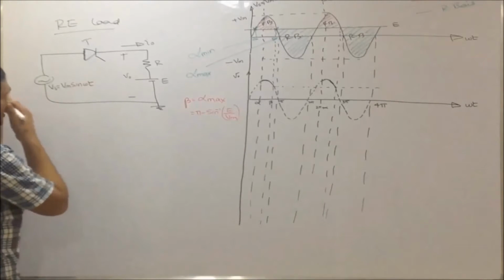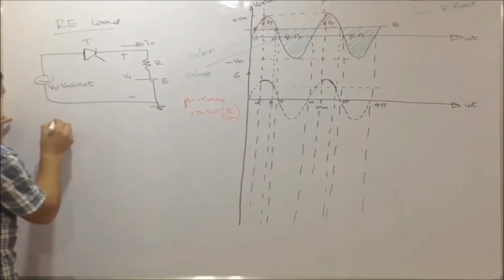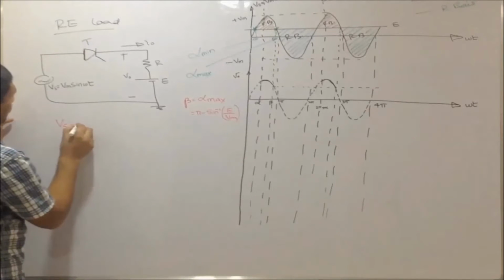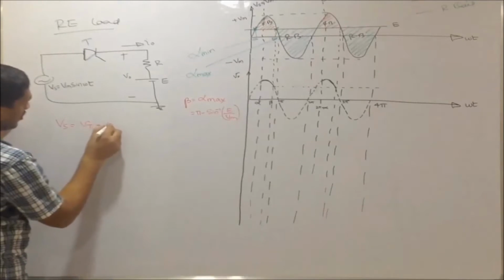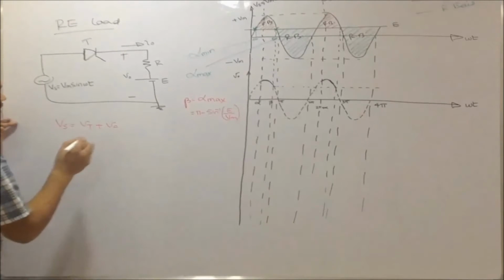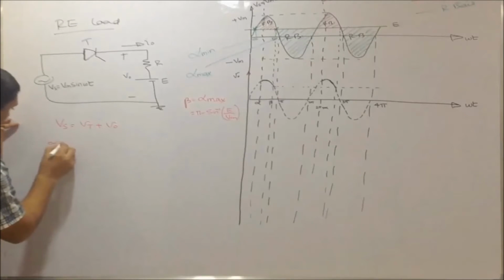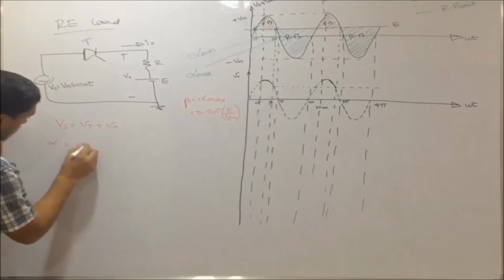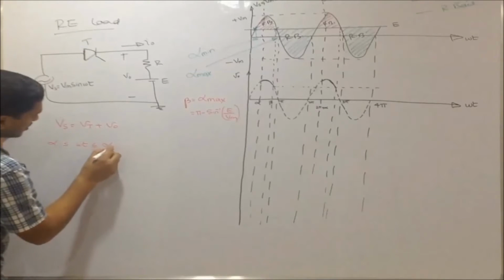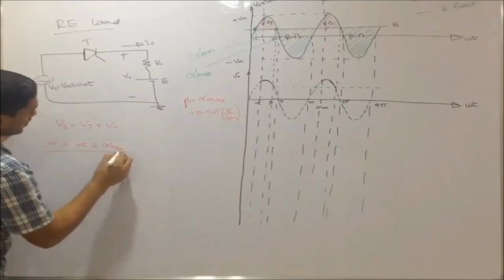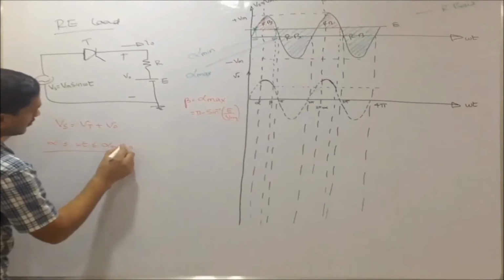Now I will write the KVL equation. Vs equal to Vt plus V0, from alpha less than or equal to omega t less than or equal to alpha max. This alpha max is beta, that is equal to beta.